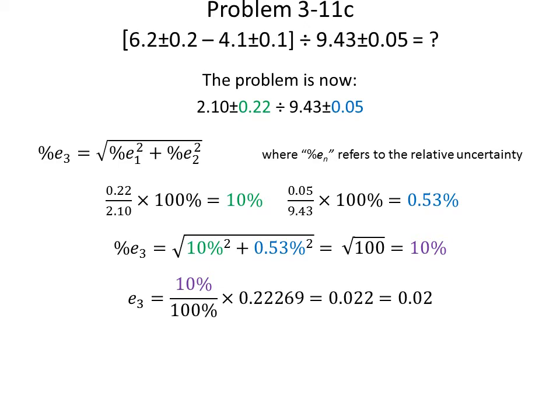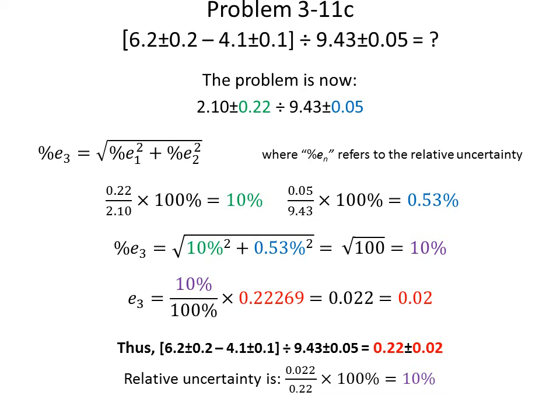And we multiply it by the quotient of 2.10 divided by 9.43, which is 0.22269. This rounds to 0.022, the number we would use for future calculations, and then rounds all the way to 0.02. Thus, problem 311C is 0.22 plus or minus 0.02. And the relative uncertainty is 10%.